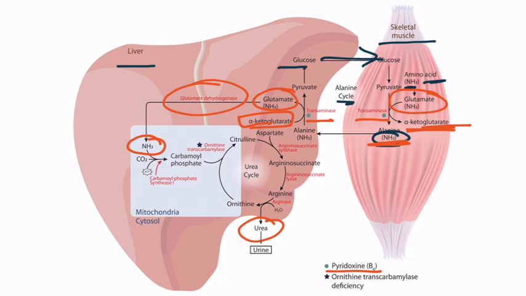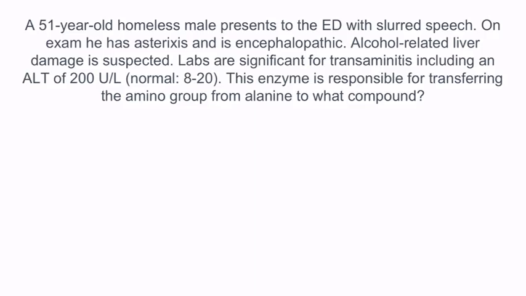Okay, let's do a question. A 51-year-old homeless male presents to the emergency department with slurred speech. On exam, he has asterixis and is encephalopathic. Alcohol-related liver damage is suspected. Labs are significant for transaminitis, including an ALT of 200. This enzyme is responsible for transferring the amino group from alanine to what compound?